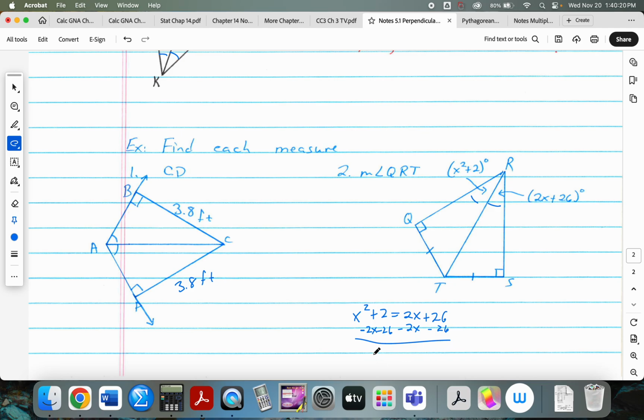Okay, gotcha. All right, so this is going to be x squared minus 2x minus 26 is equal to 0. Wait, when did we minus 20? Oh, minus 24, thank you.